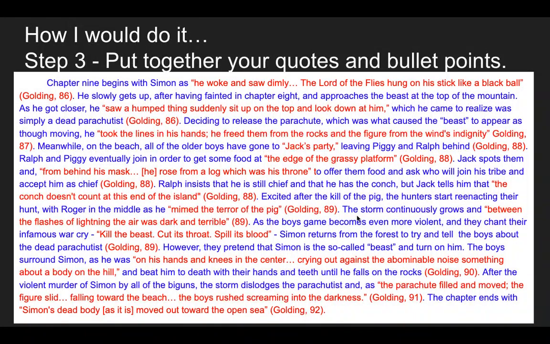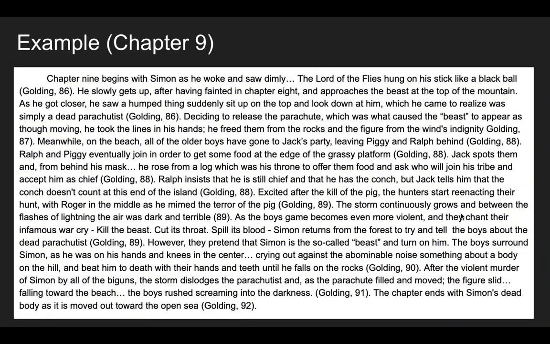Let's have another look at another one. The storm continuously grows, and between the flashes of lightning, "the air was dark and terrible." That reads as one sentence. Remember, you're not having two separate sentences. You can't just have a whole complete sentence in red. There has to be blue either before it, after it, or blue before and after. It should read as one thing.